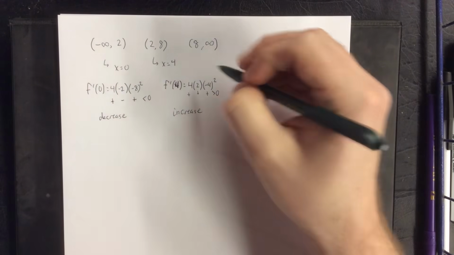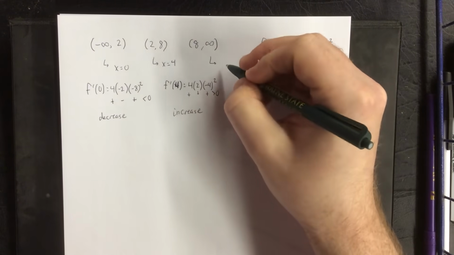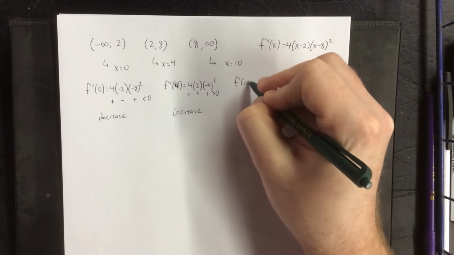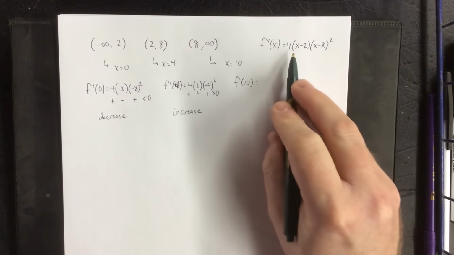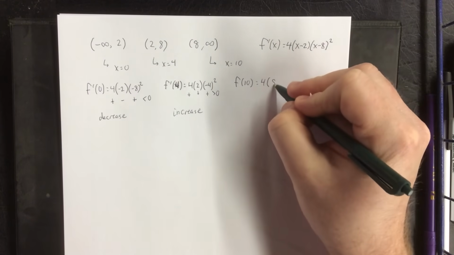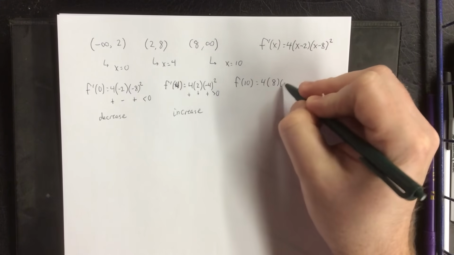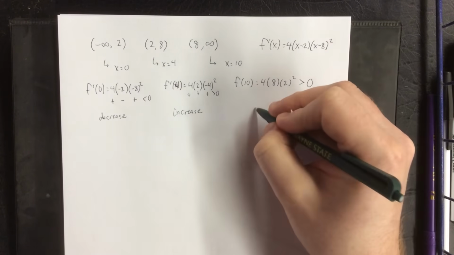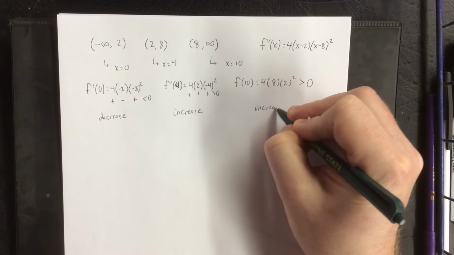Not too shabby. And finally, 8 to infinity, I'm going to plug in x equals 10. Nice round number. So, plugging this in up here, this will be 4 times (10 minus 2) times (10 minus 8) quantity squared. I see nothing but positive in there. So this is going to be another interval of increase.